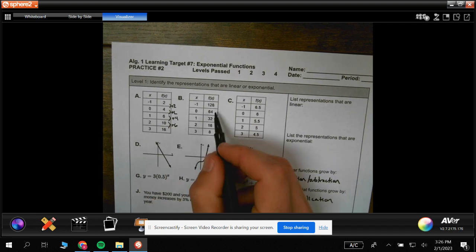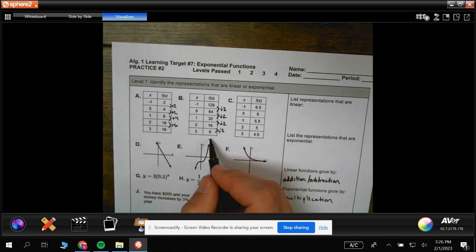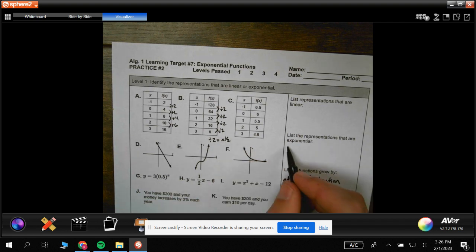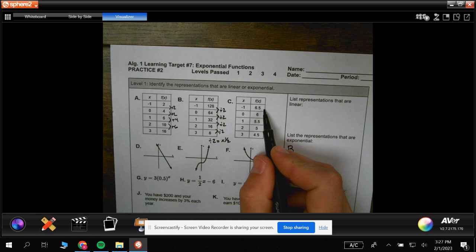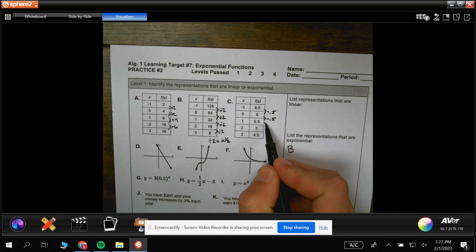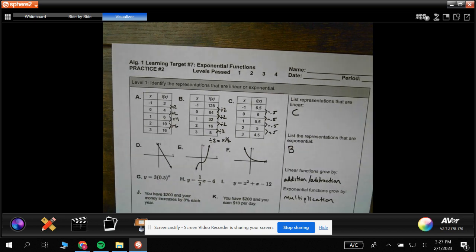Let's check b here. How is b changing? 128 to 64. Well, that's dividing by 2, dividing by 2, dividing by 2, dividing by 2. Turns out dividing by 2 is the exact same as multiplying by 1/2. So b must be exponential because it is multiplying by 1/2 every time. If I check c, how are the y values changing for c? 6.5 to 6 is minus 0.5, minus 0.5, minus 0.5, minus 0.5. It's subtracting 0.5 every time, which means c must be linear.